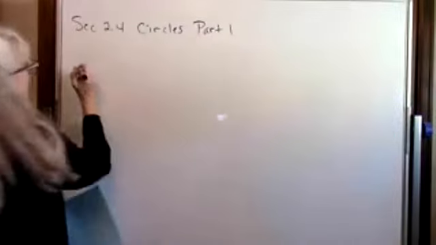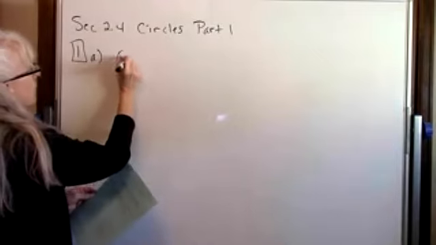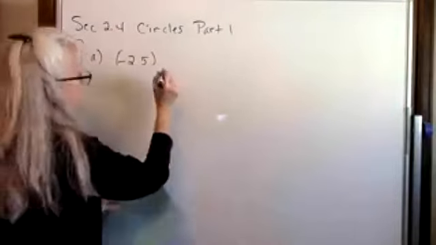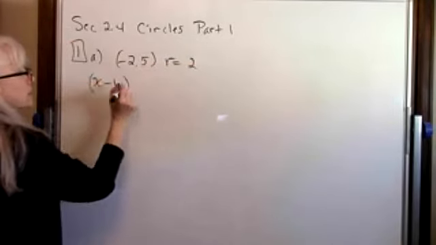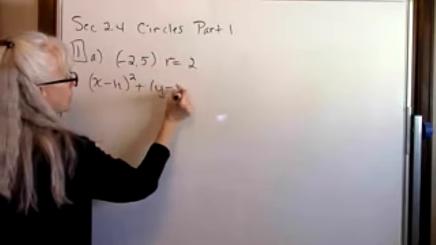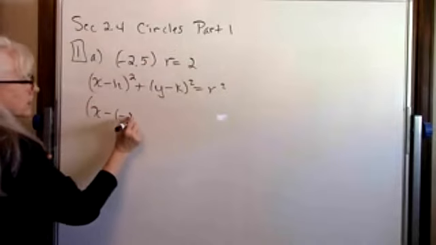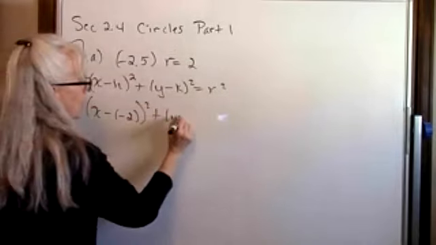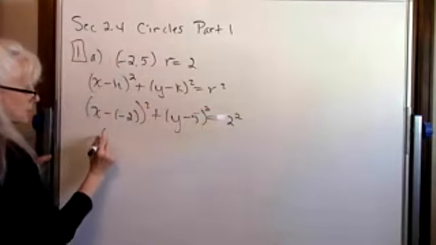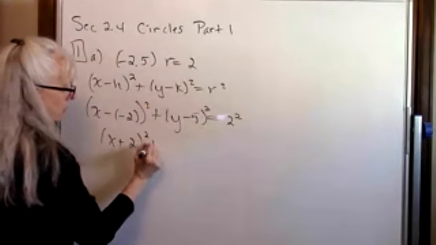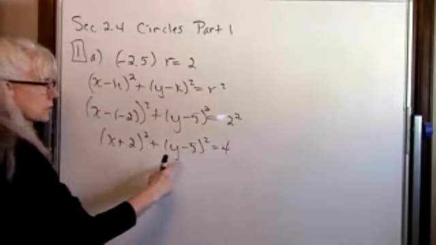So example 1a tells us that the center is at -2, 5, and the radius is 2. So we're going to take that information and plug it into this formula. So x minus h quantity squared plus y minus k quantity squared is equal to r squared. So we would have x minus that minus 2 plus y minus the 5 squared, and that's going to be equal to 2 squared. So cleaning this up, this becomes x plus 2 quantity squared plus y minus 5 quantity squared is equal to 4. So here's the standard form for the equation.